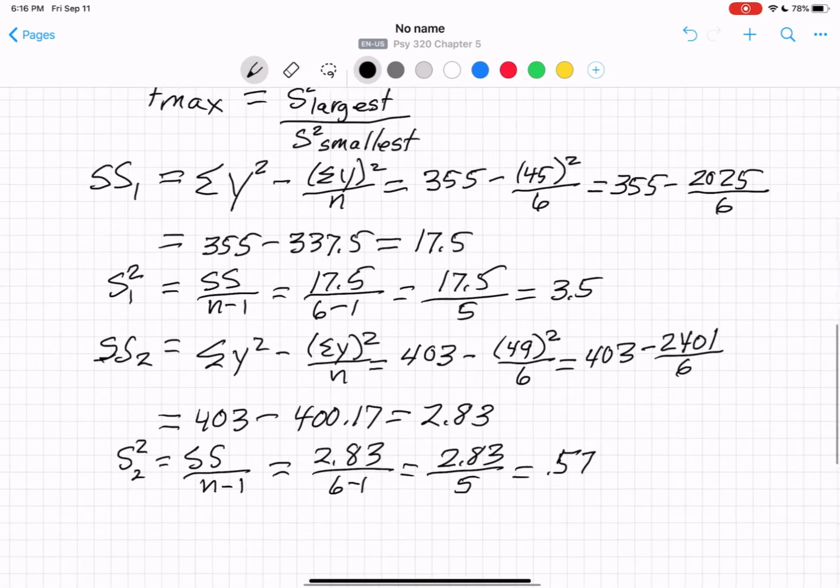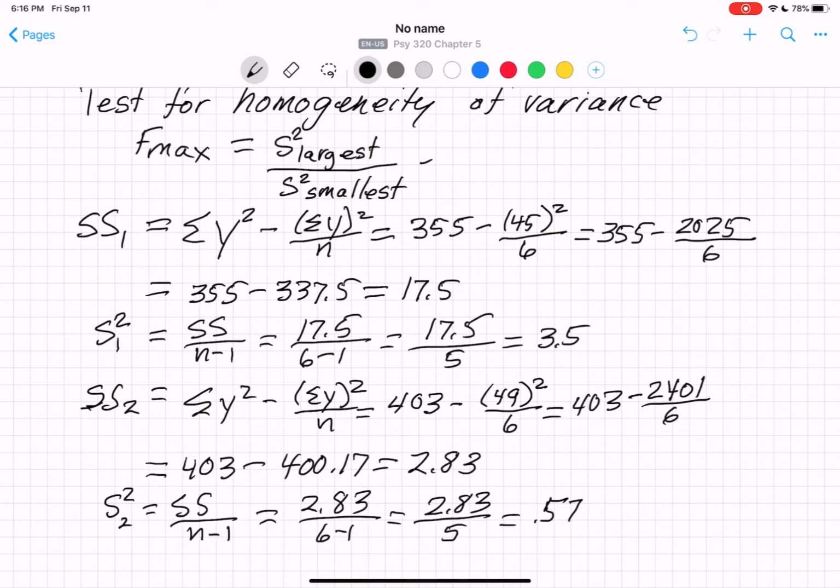So we're going to take these numbers and plug them in. The largest one is 3.5 and the smallest one is 0.57. When we divide, we get 6.14. Now we compare that 6.14 to 3. This is bigger than 3.